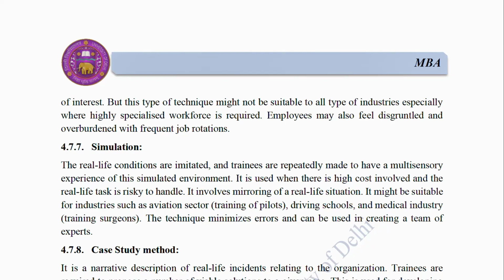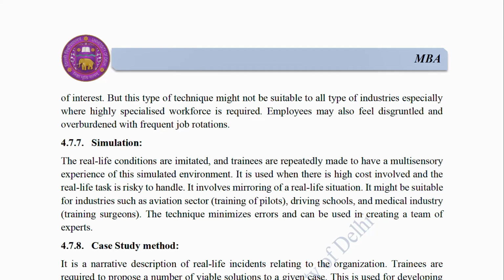4.7.7 Simulation. The real-life conditions are imitated and trainees are repeatedly made to have a multi-sensory experience of this simulated environment. It is used when there is a high cost involved and the real-life task is risky to handle. It involves mirroring of a real-life situation. It might be suitable for industries such as the aviation sector, training of pilots, driving schools, and the medical industry, training surgeons. This technique minimizes errors and can be used in creating a team of experts.